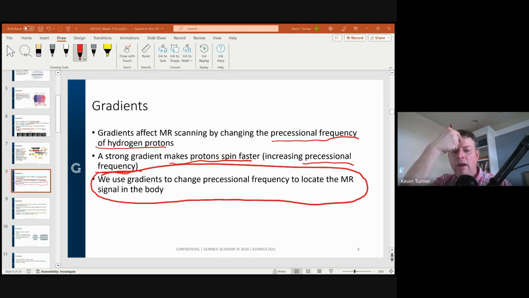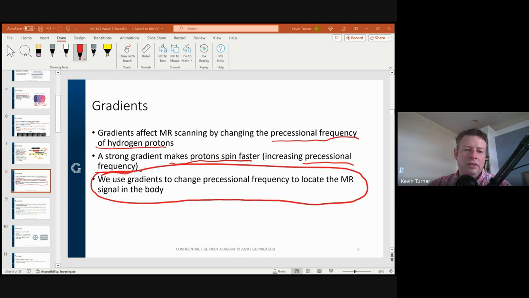It can say, okay, well, the patient was right here. This was at isocenter. So if I had a gradient turned on this way, it goes, okay, well, these protons are going really fast, so I'll put them here on the image. And the protons over here were going really slow, so I'll put them over here. These protons didn't have any change from the gradient, so those still go in the center of the image. So now the computer can figure out where all of the protons are supposed to go based on the differing precessional frequencies from the gradient.